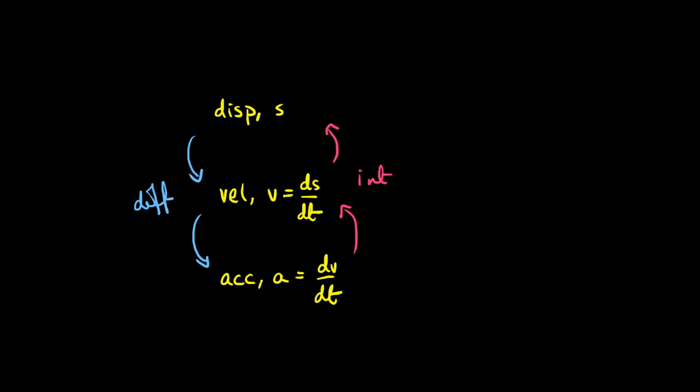So displacement, velocity, acceleration. And if we want to go down, what we need to do is differentiate. So displacement to velocity, we differentiate. Velocity to acceleration, we differentiate. And then we remember that integration is the reverse of differentiation. So if we want to go in the opposite direction, from acceleration to velocity, we would integrate. And from velocity to displacement, we would also integrate. So memorizing this diagram is going to be quite helpful, right? Displacement, velocity, acceleration: you differentiate to go down, you integrate to go up.